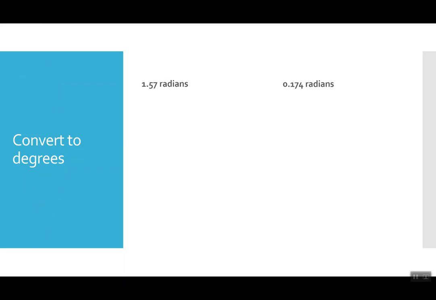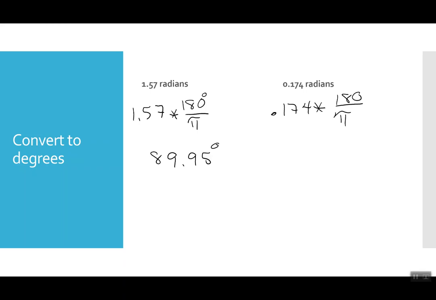Let's do 2 more. I have 1.57. I'm going to multiply by 180 degrees over pi. This is 89.95 degrees. And then I have 0.174. Again, I'm multiplying by 180 over pi. I get 9.97 degrees.